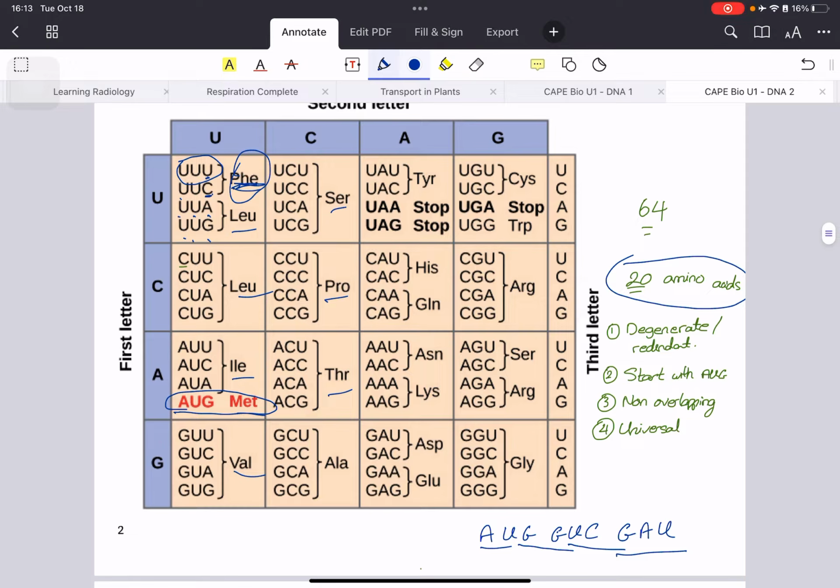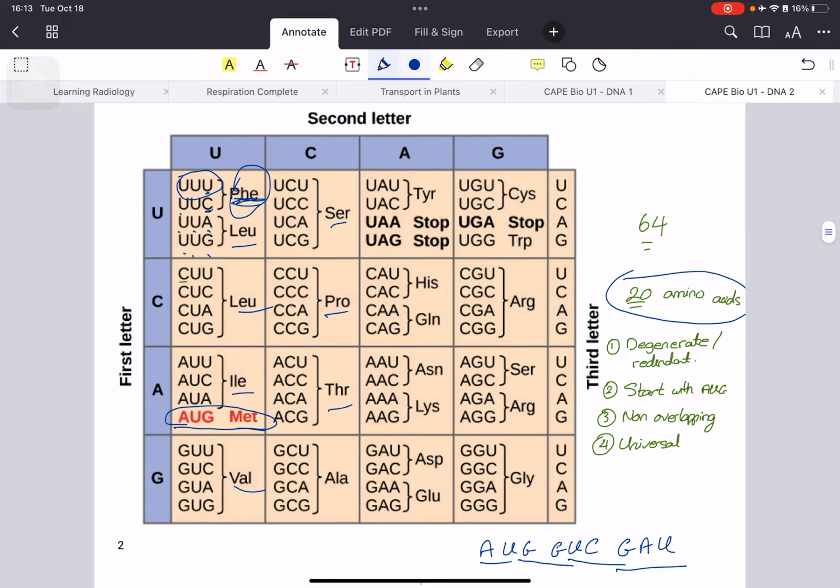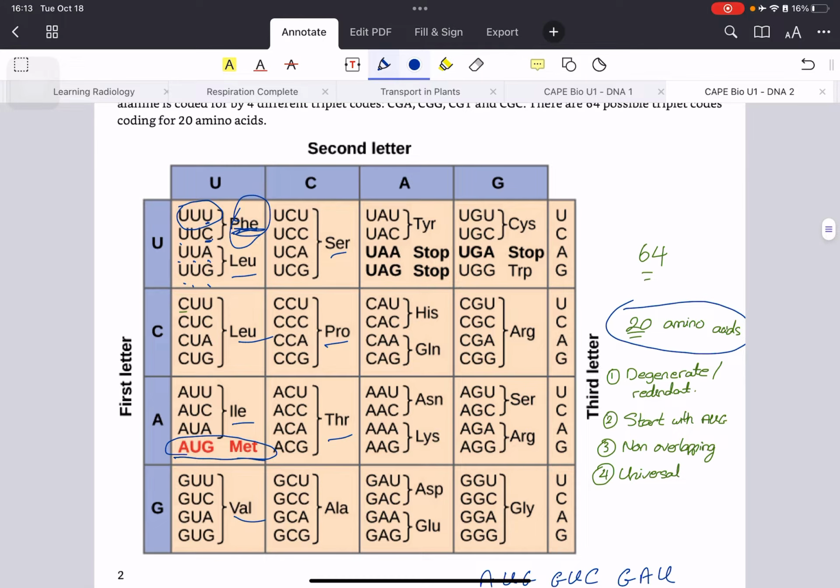These triplets are present in every single living organism on the earth. Okay? So this is a nice little table that you could always refer to so you don't get confused.